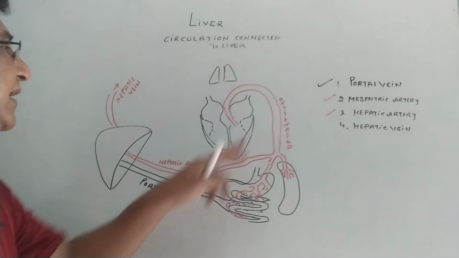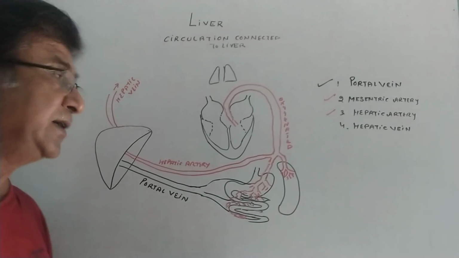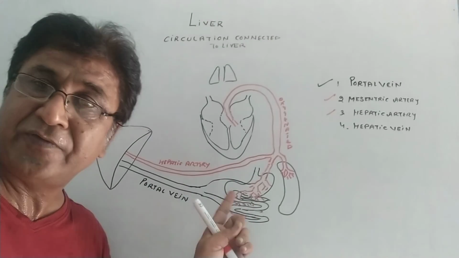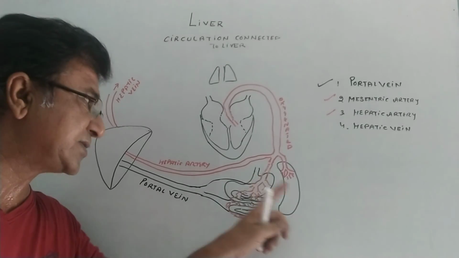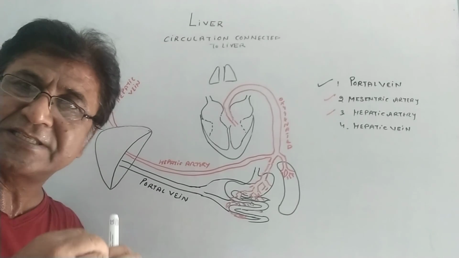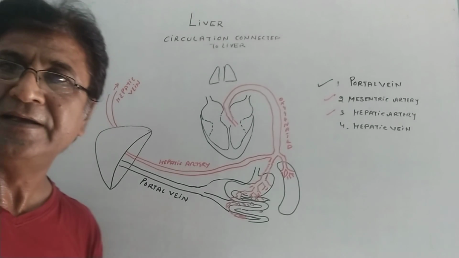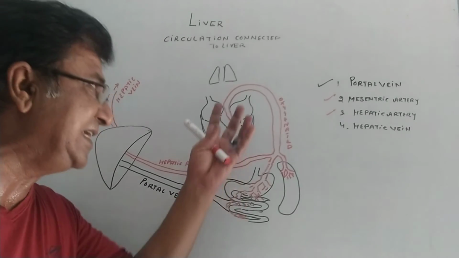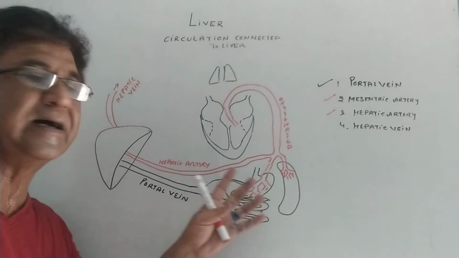So this way we can understand the circulation which is connected from the stomach, small intestine, pancreas and spleen, entering into the liver. So detoxification is the major function of the liver. I hope you have understood easily the circulation which is connected to the liver and other parts.